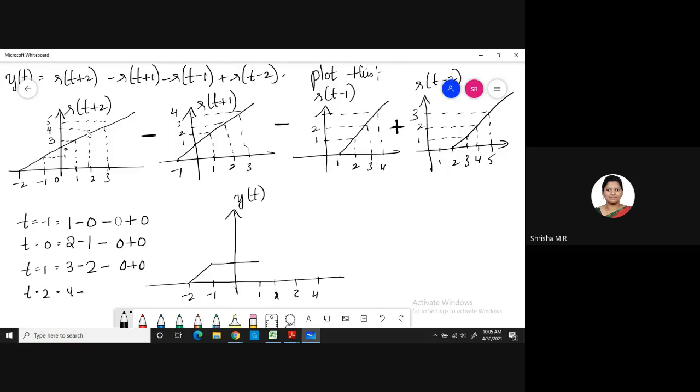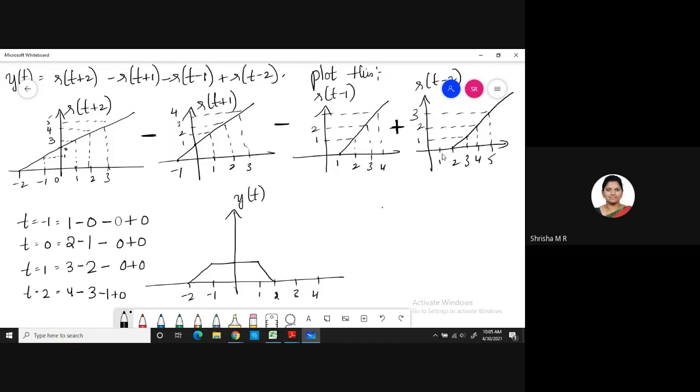4 minus 3. At t is equal to 2, here the amplitude is 1, minus 1, plus 0. So what do you get at t is equal to 2? 1 minus 1, 0. Okay.